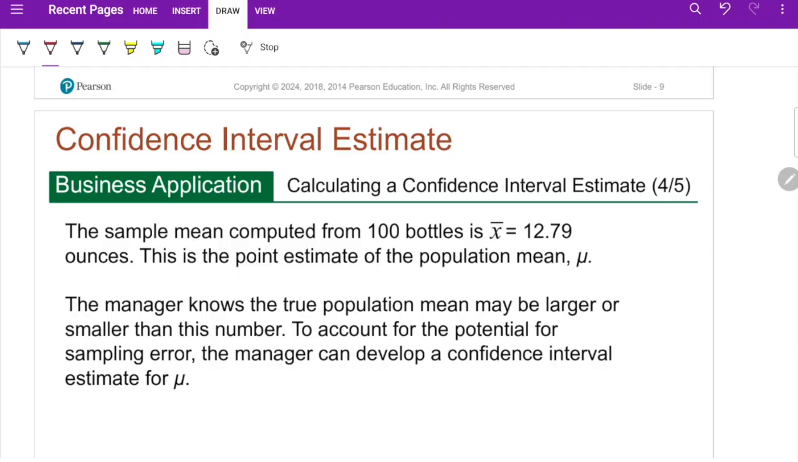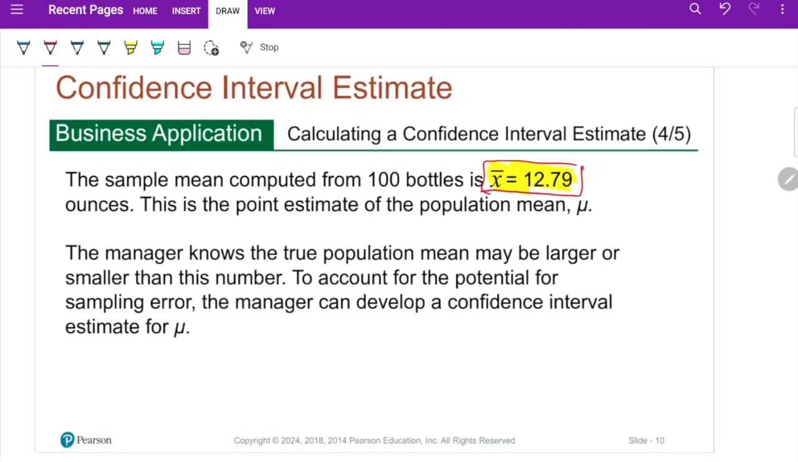So the sample mean computed was 12.79. This sample mean is what we call an unbiased point estimate of the population mean. So the first question, if I ask, what is the point estimate of the population mean? Someone is going to ask me, do we know the population mean? No, we don't know the population mean. The 12 ounces is our target.